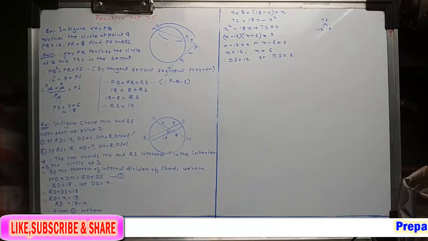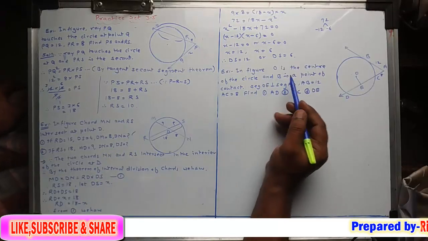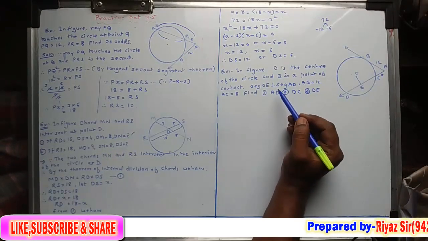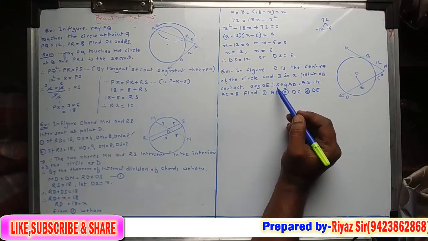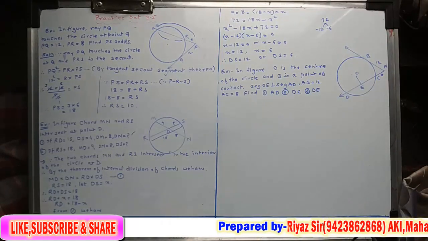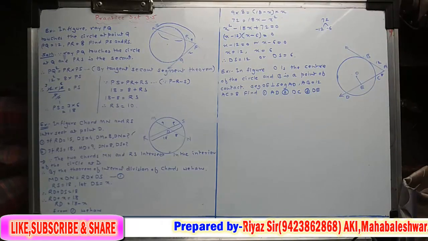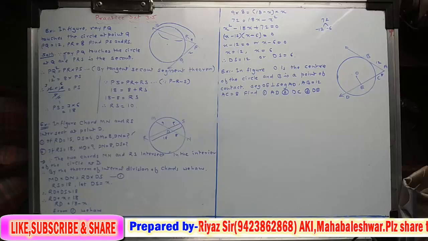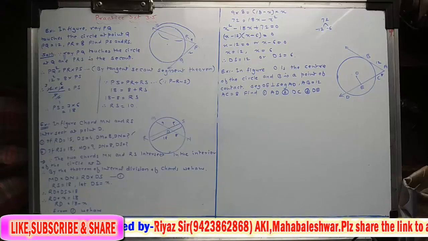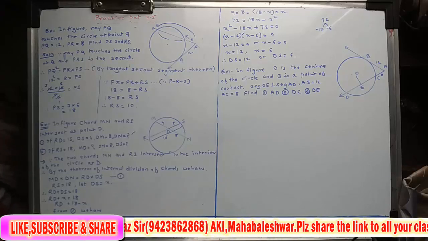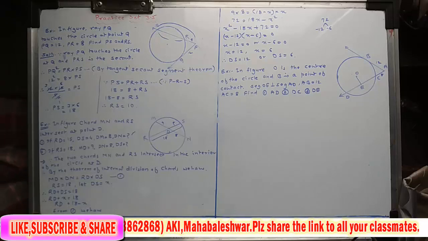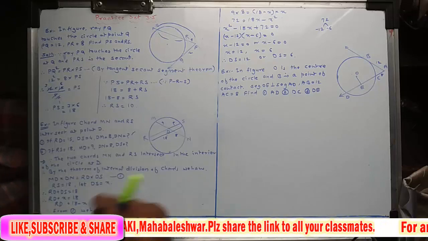Okay, now next example is, in figure O is the center of the circle, B is a point of contact, segment OE is perpendicular to segment AD, AB is equal to 12, AC is equal to 8, then we have to find AD, DC and DE. Okay, so we start solution like this here.